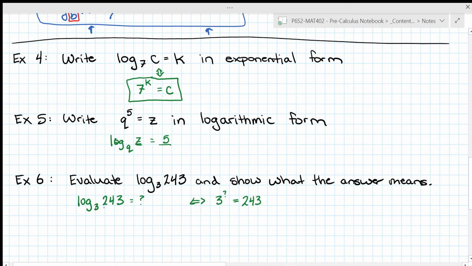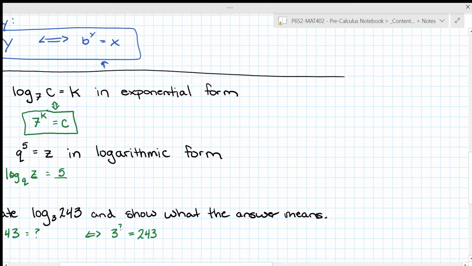3 is the base of the log, it's the base of this exponential. I'm trying to find the exponent on the power of 3. 243 is the argument of the log function, so it's the answer of that exponential. I'm looking for that exponent. If you don't know it off the top of your head, again, I can use my calculator.